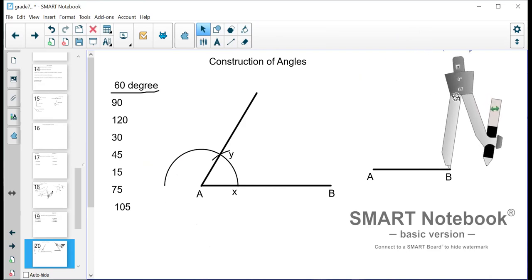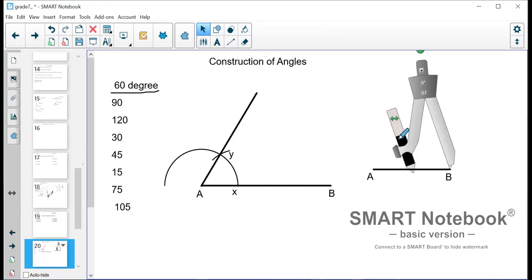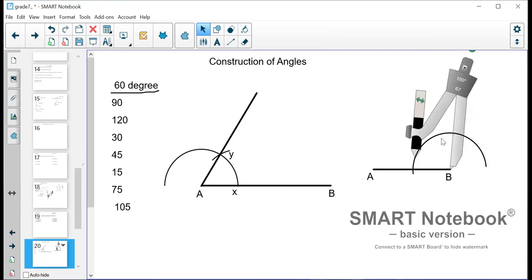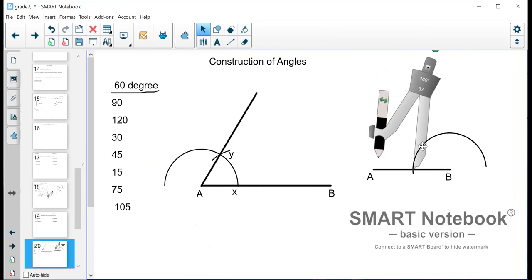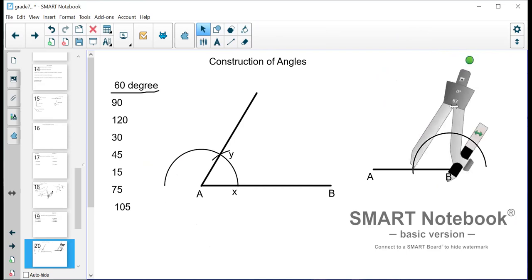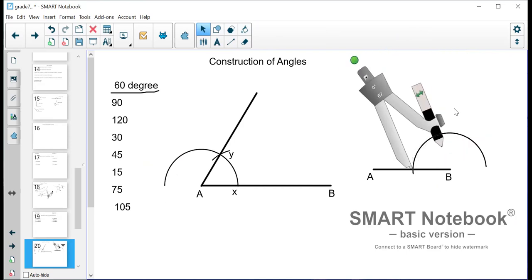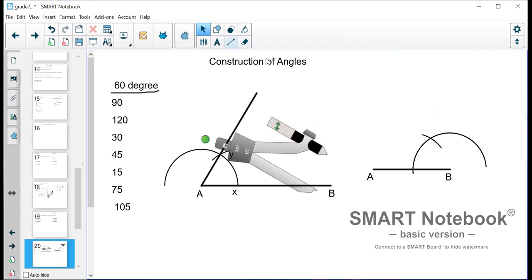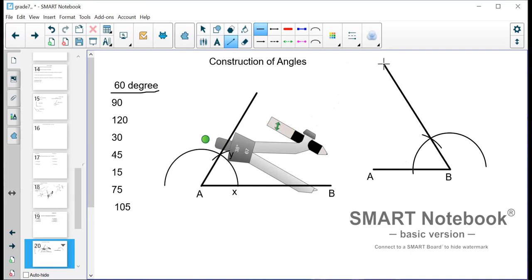You draw your arc. Then you go from the beginning of the arc, which we labeled as X just now. We switch it around and draw another one to intersect there. And then we simply draw our line from B. So that would give us 60 degrees from B.